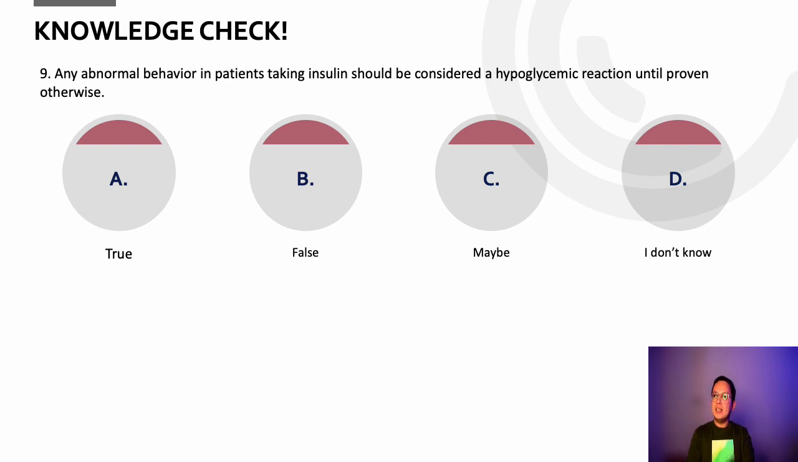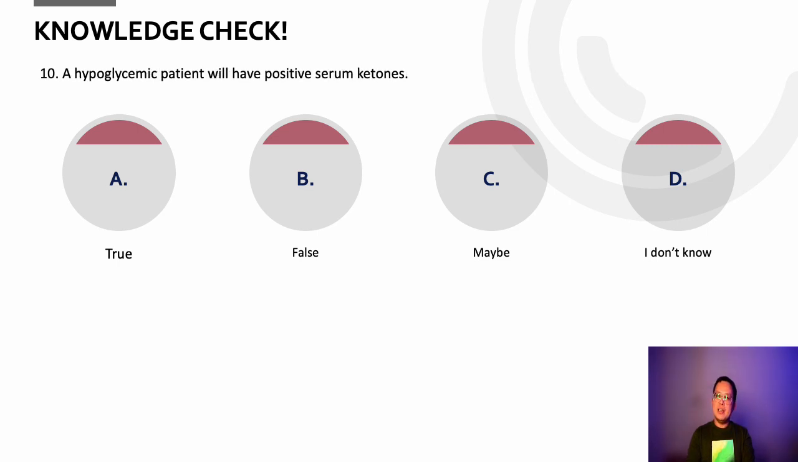Number 9, any abnormal behavior in patients taking insulin should be considered a hypoglycemic reaction until proven otherwise. So, sa imong buhaton, what do you check? The 6 vital signs, right? Do you consider it as abnormal in patients with hypoglycemia or hypoglycemic reaction until proven otherwise? A, B, C, D. True, false, maybe, and I don't know.